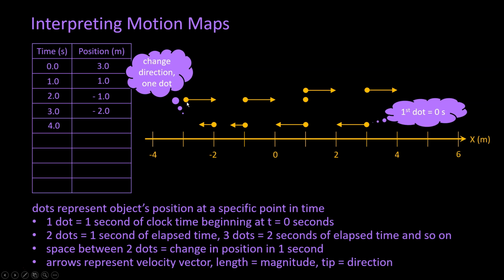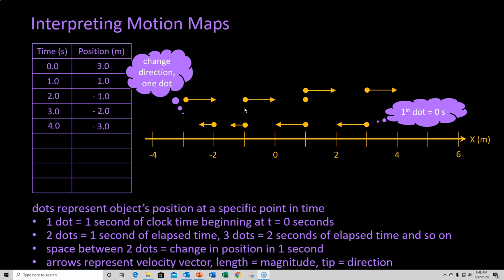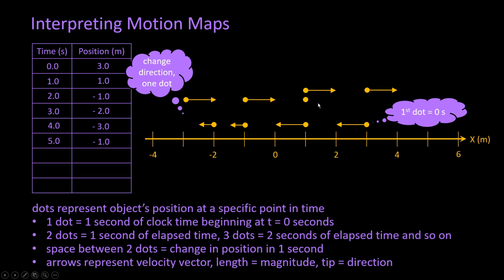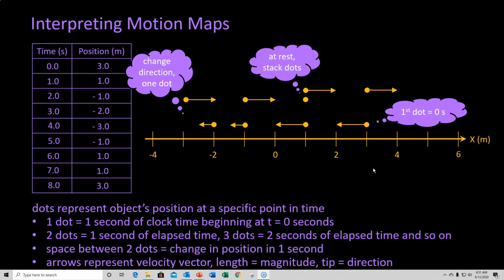At second 4, the position is -3. At 5 seconds, it's at -1. And at 6 seconds, it's at 1 in the positive direction. And notice at 7 seconds, because the dots are stacked, it's going to be at the same position, and then it starts moving again. So at 8 seconds we're at position 3. So this is how you interpret a motion map and get position time data from it.